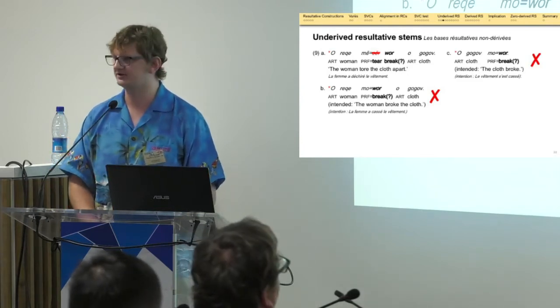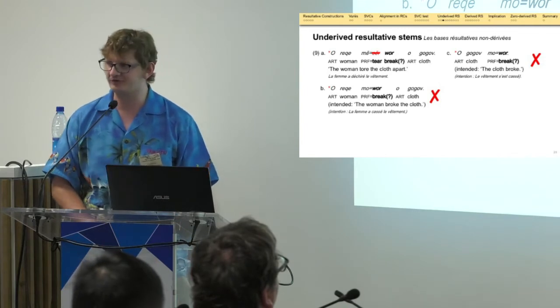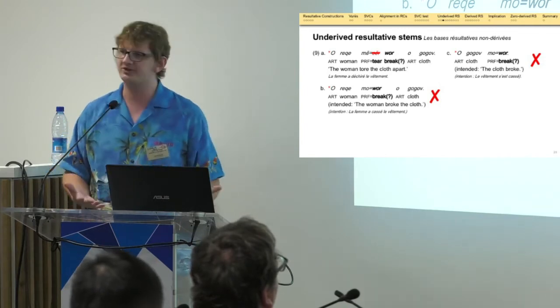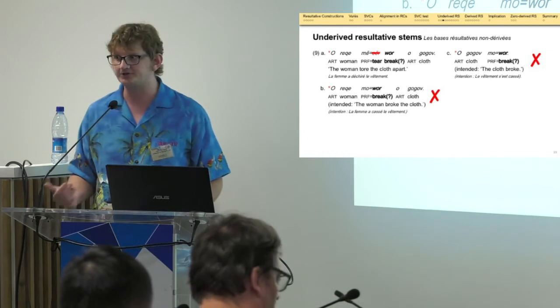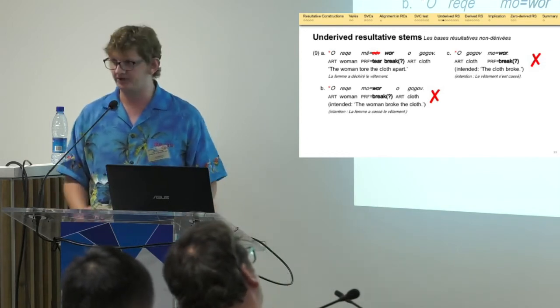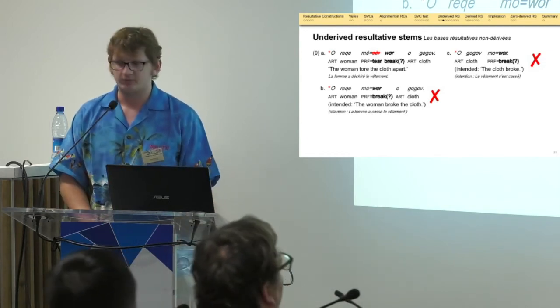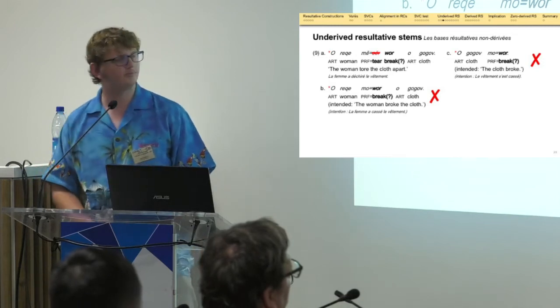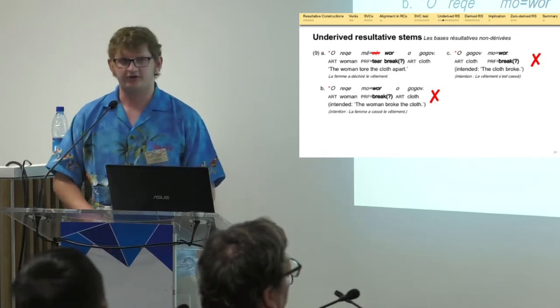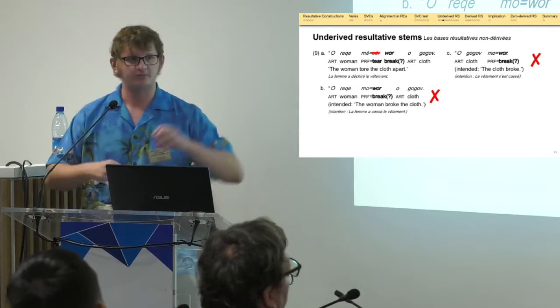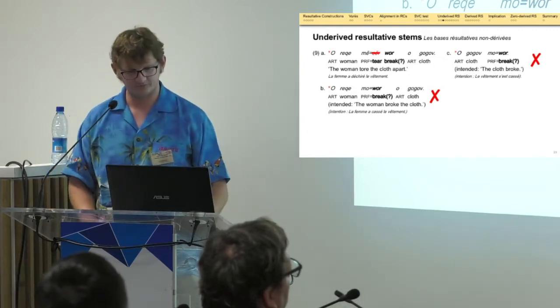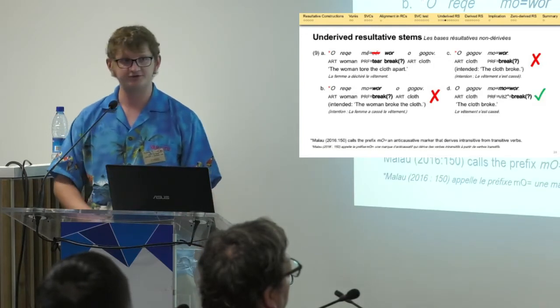Let's strike out the first verb. Well, this is different. This is not what we've seen before. But we could say, okay, maybe it's not a transitive verb actually. It could be an intransitive verb, right? War could be an intransitive verb meaning break. Well, if we do it like this, it's also not right. So you can't say the cloth broke just using this kind of verb. What you actually have to do is you need to derive it.